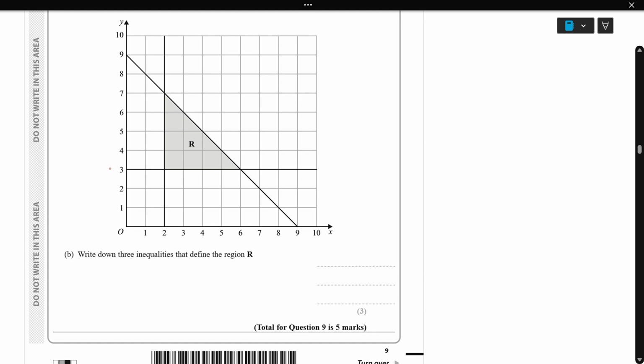So first I'll go with this line. This is y, horizontal line is going to be y. So this is a dark line, so y greater than or equal to 3. If it's a dotted line, then only greater than. Now it's a thick line, so greater than or equal to 3. Same thing next to 2. This is x, so again more than 2, so greater than or equal to 2.